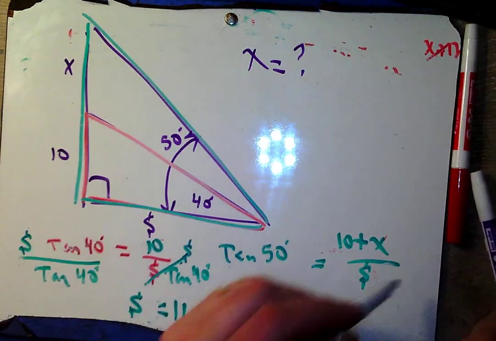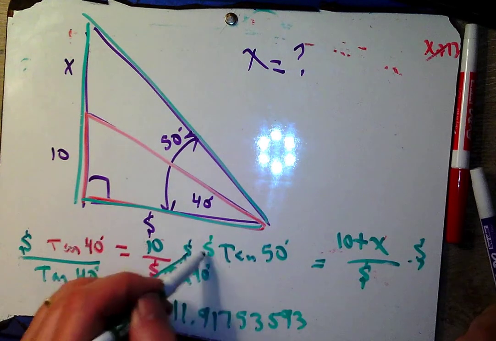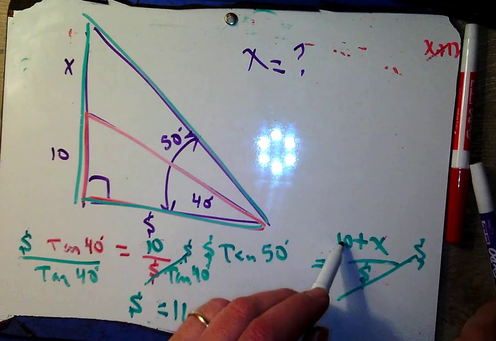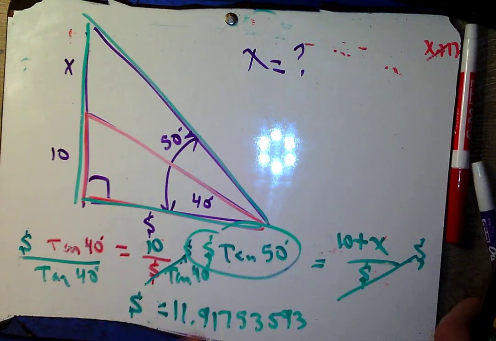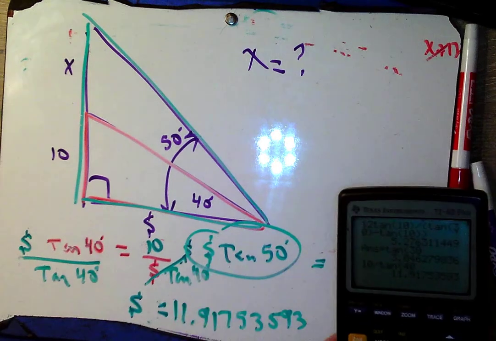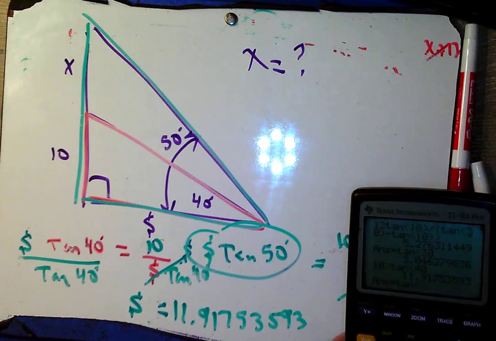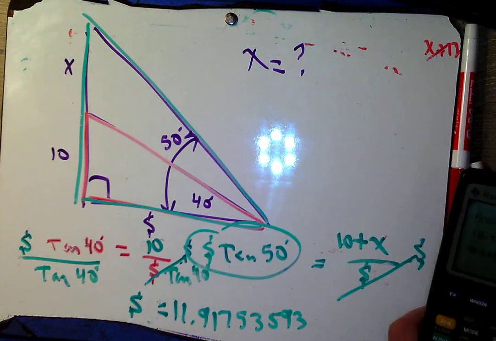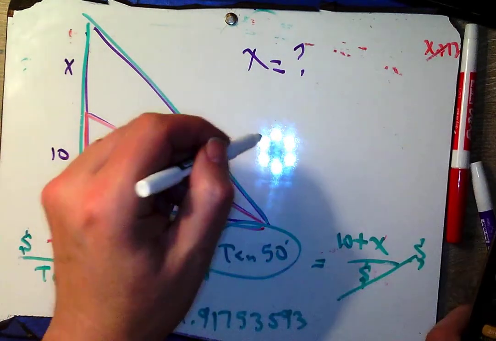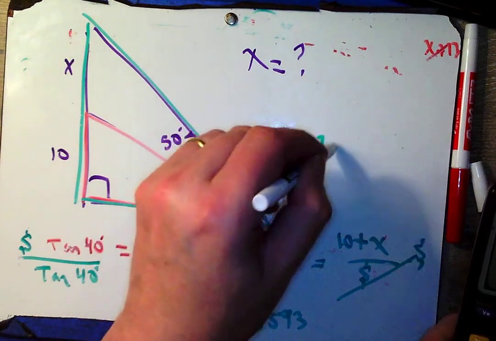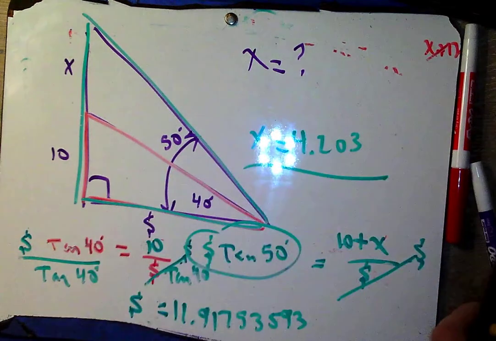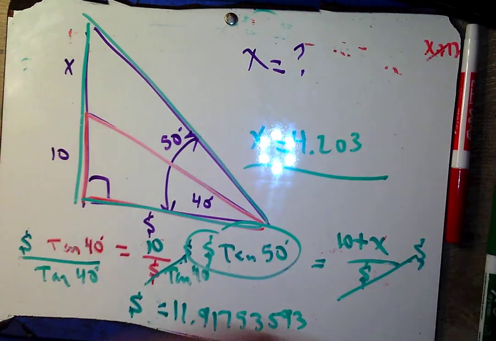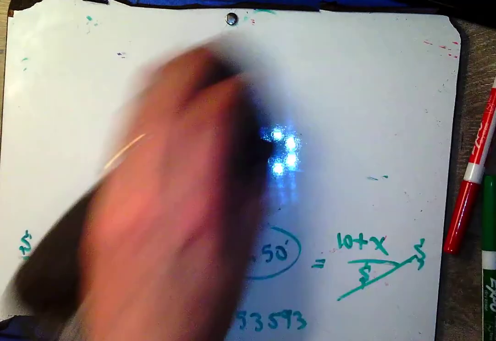Can I solve this equation for x? Because x is the thing I'm looking for. If I multiply both sides by s, then it gives me x plus 10. So I just need to subtract 10 from this value. So I'm going to take my s, multiply by tan 50, and then I'm going to subtract 10. And I get that x equals 4.203. Right? Nice. Okay, so we did some two-triangle problems.